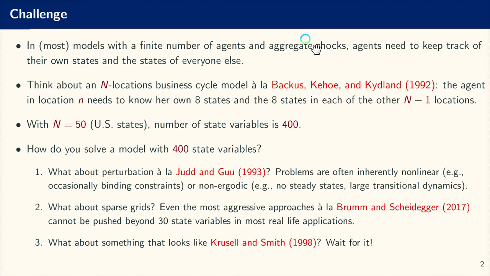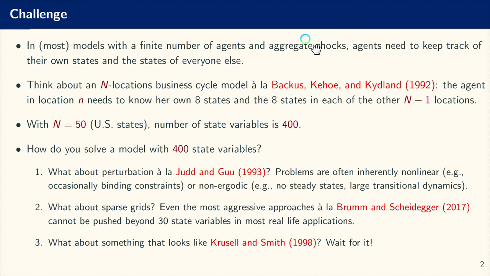The challenge is that in most models with a finite number of agents and aggregate shocks, agents need to keep track of their own states and the states of everyone else, so that they can forecast future prices and thus make optimal decisions. To illustrate this, think about an n-locations business cycle model in the tradition of the classical work by Backus, Kehoe, and Kydland, 1992. In this model, an agent in location n needs to know her own 8 state variables, but also the 8 states in each of the other n-1 locations in the economy.